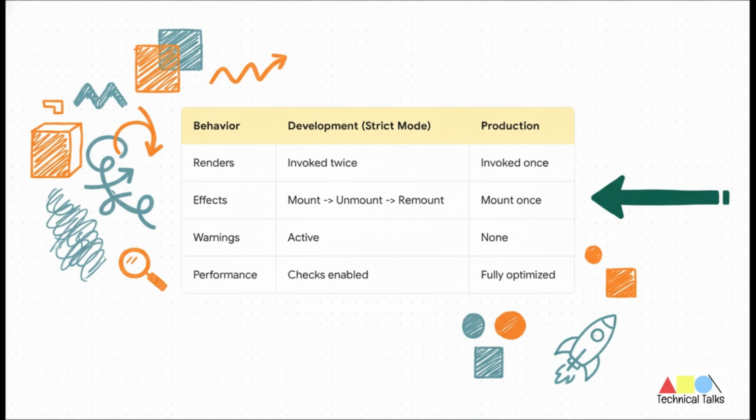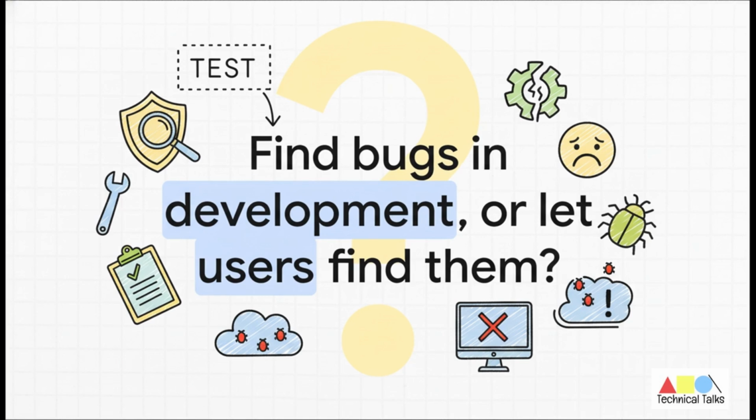And let me just make this crystal clear one last time. This table lays it all out. All of these extra checks, the double renders, that whole mount-unmount-remount cycle, they only happen in development. Your final production build is fully optimized, everything runs once, and there is zero performance hit from Strict Mode. None.